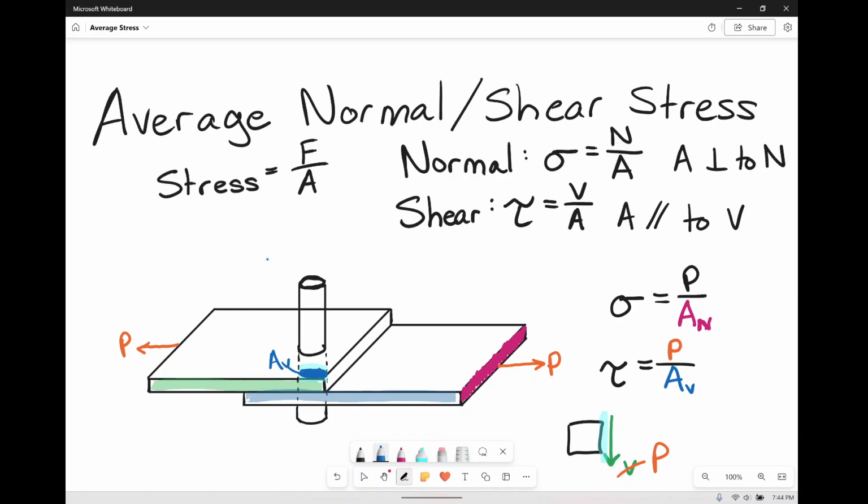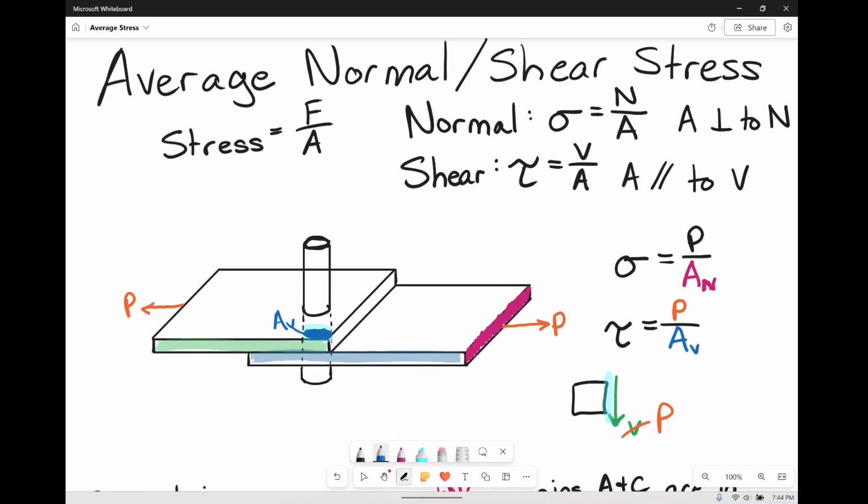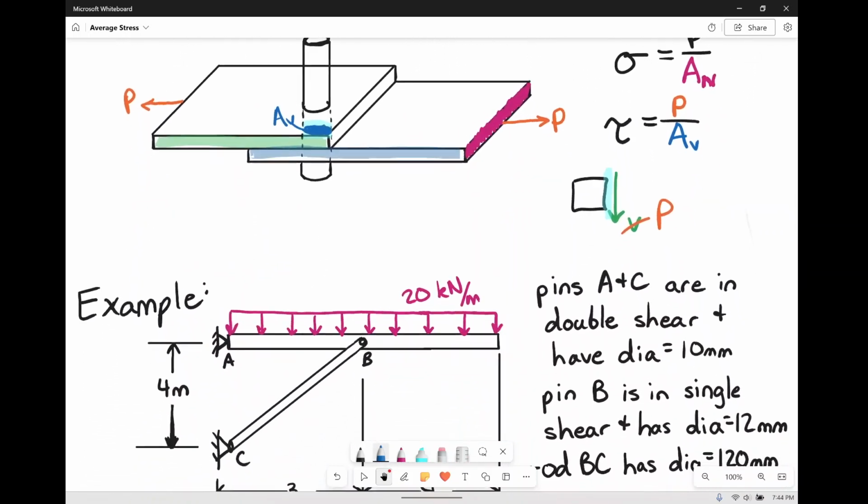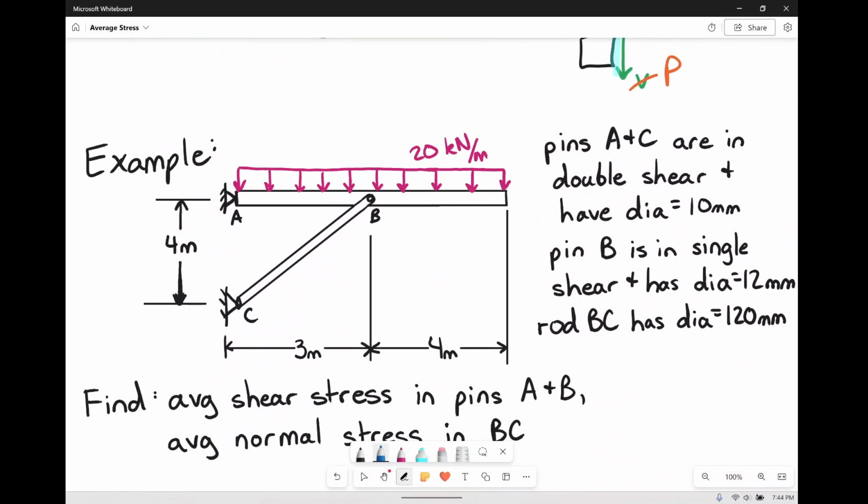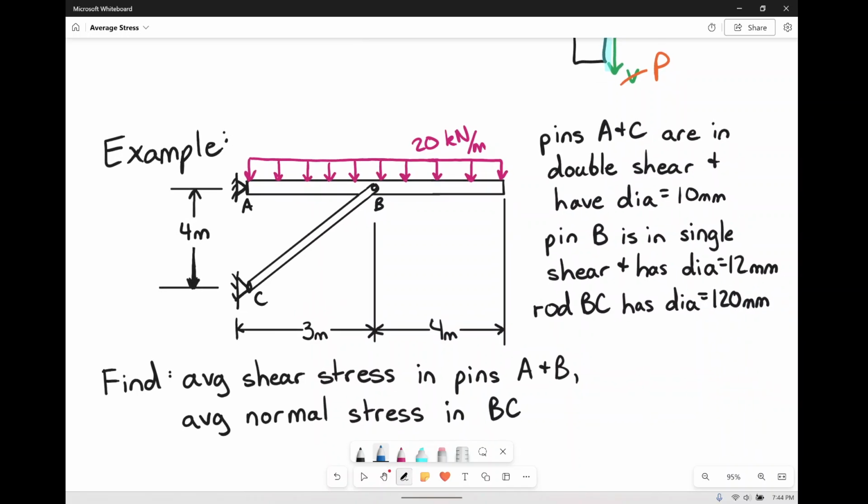So we're talking about the two types of average stress, and that's normal and shear. So take your two cookies and either try to pull them apart or slide one off of the other. And that sliding action is the shear. So we have an example that's hopefully going to really show off this stuff. We've got a beam.